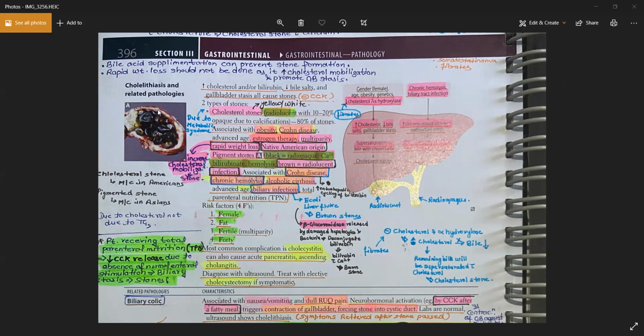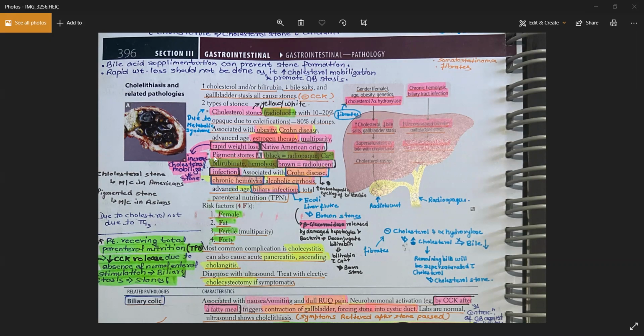Let's discuss the gallstones and the gallstone related pathologies, the complications, you can say. So first thing is the gallstones. You have two types of stones. One is the cholesterol stones, and second is the bilirubin stones, or you can say the pigmented stones. So the cholesterol stones and the pigmented stones are the two types of stones.